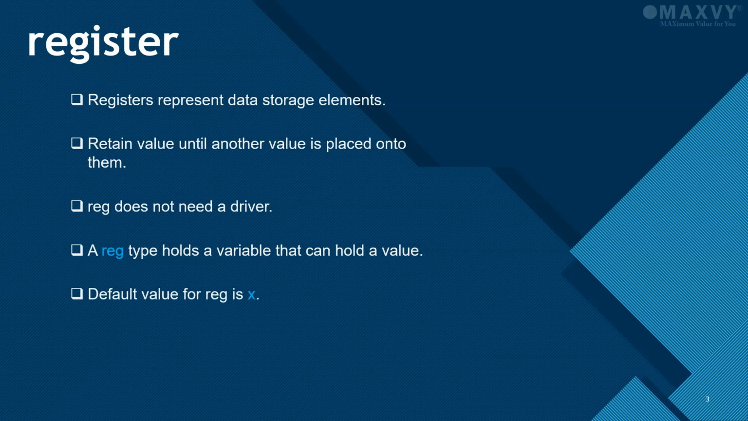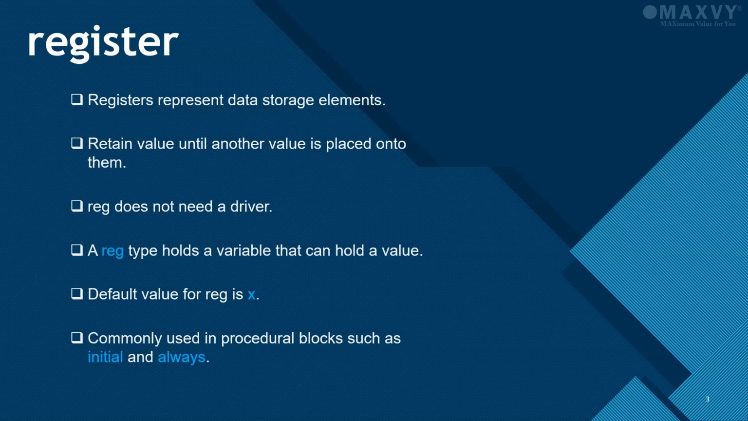By default, a reg variable in Verilog is initialized to x. This represents an unknown state, which is useful for detecting uninitialized variables during simulation. Registers are commonly used in procedural blocks such as initial and always. These blocks are where you define the behavior of your design over time.